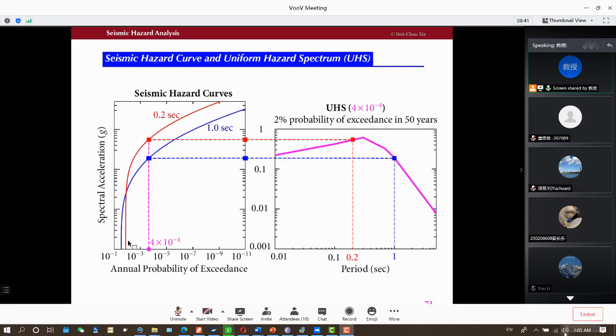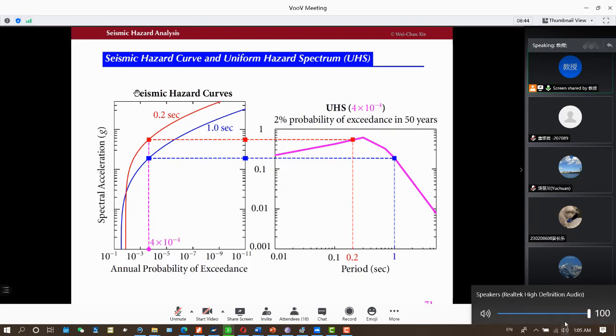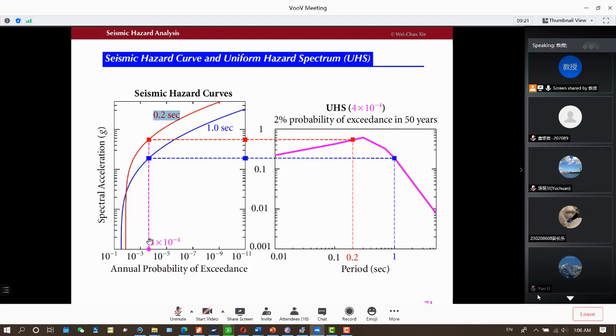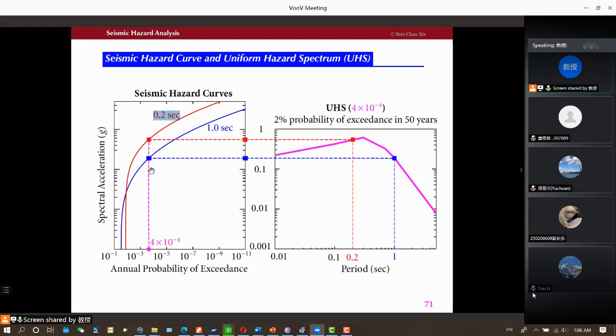Okay, now let's look at an example. Let's say we have a seismic hazard curve given by the figure on the left, and we have turned it around. The horizontal axis is the probability of exceedance. The vertical axis is the spectral acceleration. The blue curve is for T equal to 1 second. The red curve is for 0.2 second. Okay, so we select a level of annual probability of exceedance, 4 times 10 to the minus 4. Then we have these 2 points.